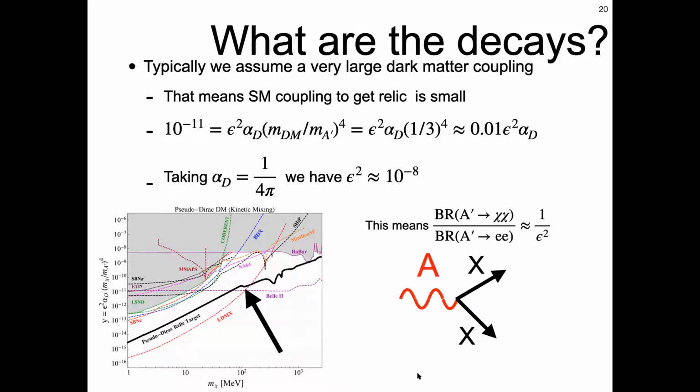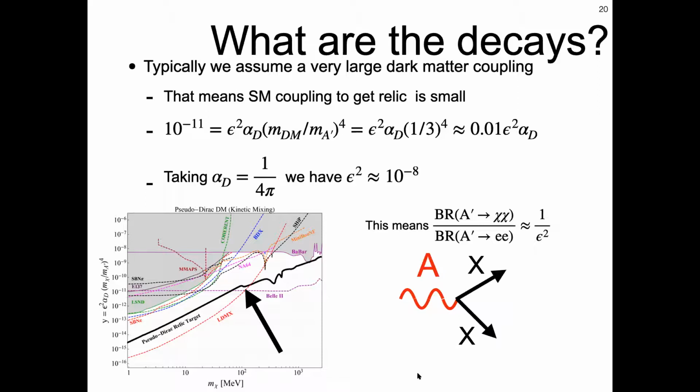I think you should keep going. All right, keep going. So how do light mediators decay? This basically goes to your question. If the dark matter is light, we typically like to take a very large dark matter coupling. And so most of the time, the dark photon will decay to dark matter.